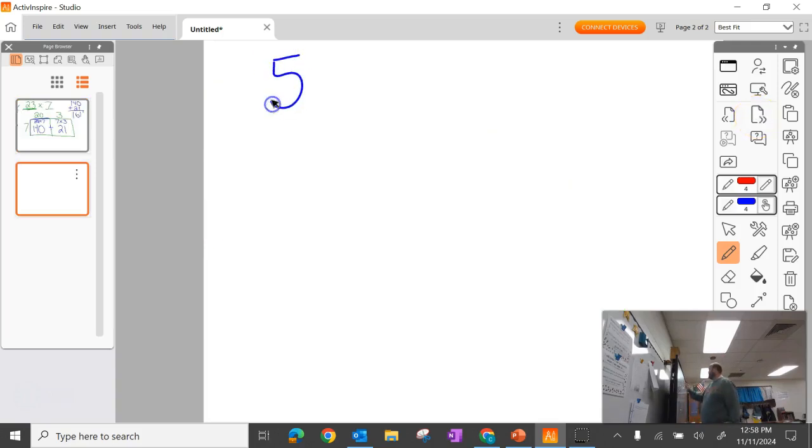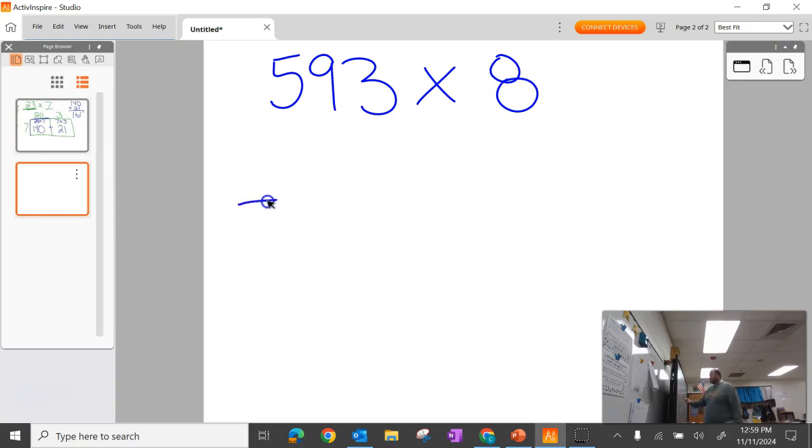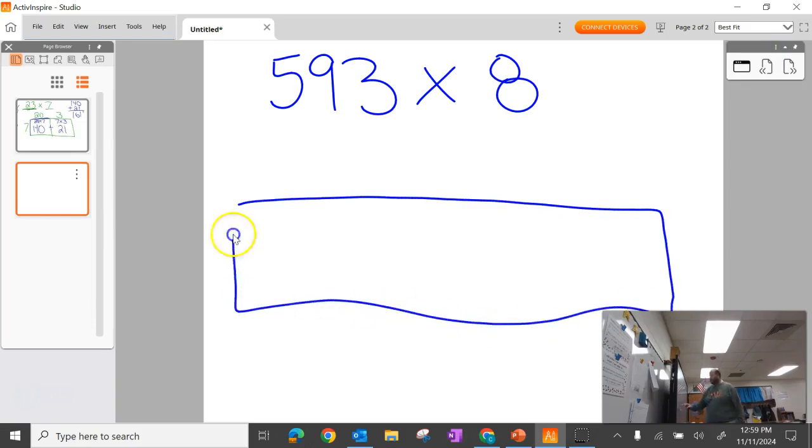Let's go, 593 times, let's do another one everybody loves, 8. So we're working on our multiples of 8, that number that everybody just loves to do. Remember, we start with a rectangle. I'm going to run into my video here, but that's okay. Start with a rectangle. I need how many boxes? 1, 2, 3 boxes. So we're going to do 3 boxes. First box is 500. There's 5 hundreds.